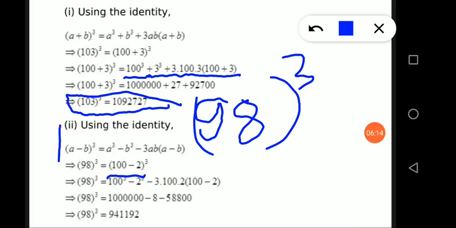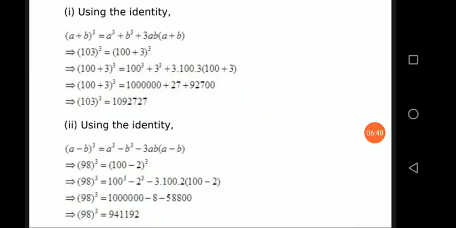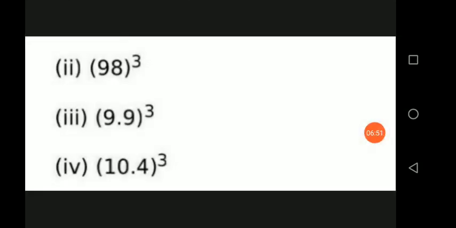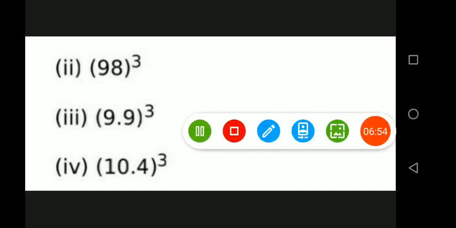So we will apply the formula a minus b whole cube. We will substitute the value of a as 100 and value of b as 2. After substituting, we will get our answer, and the answer is 9,41,192. I hope that you understood how to solve the questions and you can solve it easily. So these questions, third and fourth part, you can solve on your own.